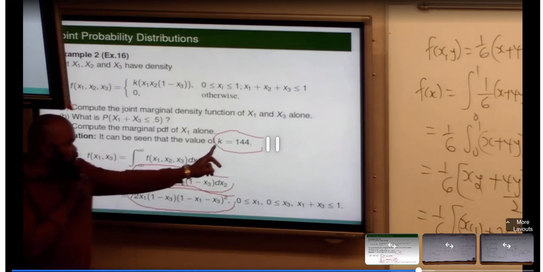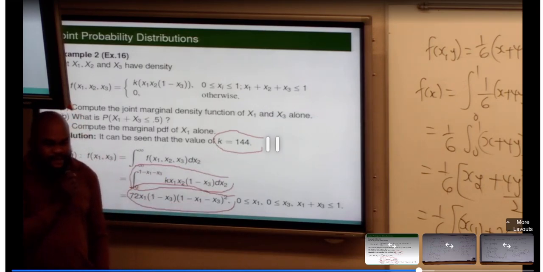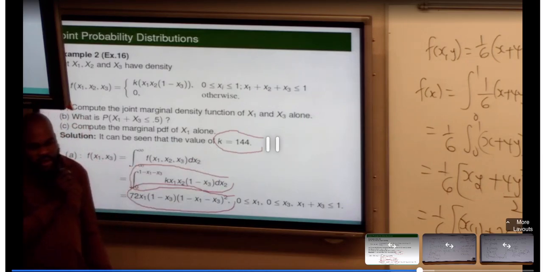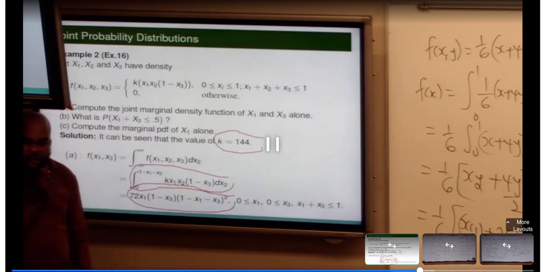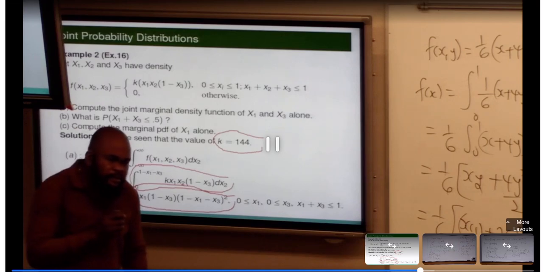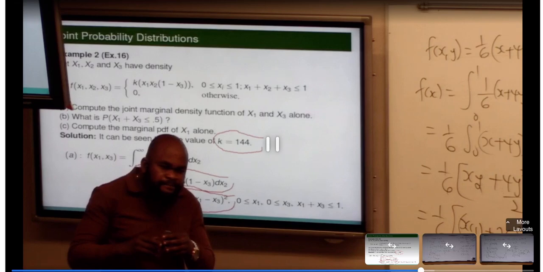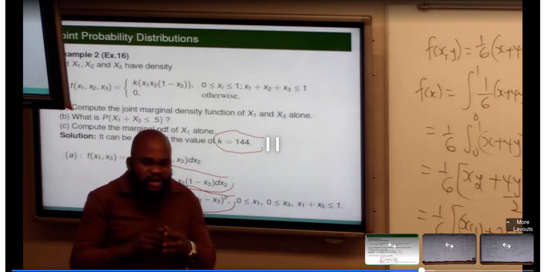I got that K to be 1 over 44, but I did something to get K to be 144. What did I do to get 144? Go ahead. You integrated from 0 to 1 with that, and set it equal to 1 after you integrated and figured out what value of K. How many integrals am I going to have?